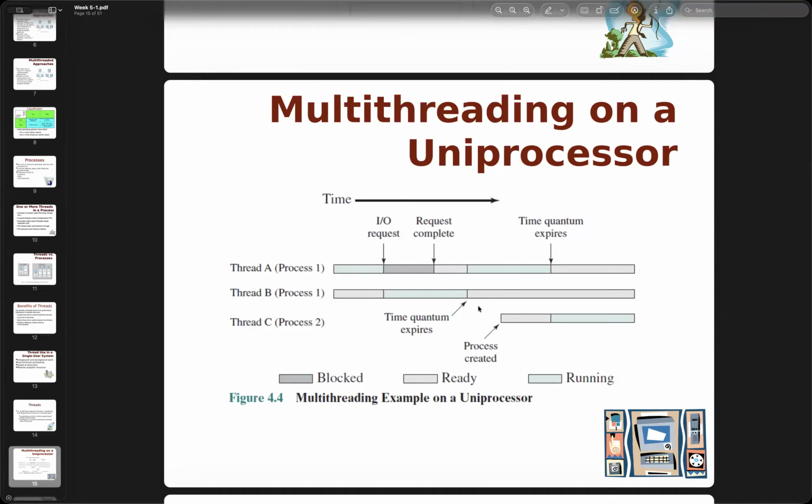Then maybe at a certain time, T equals N, process 2 comes in with thread C, and we create it and start with this state. By the moment we finish process 1, meaning we finish thread A and thread B, we start running thread C of process 2. That's how the uniprocessor does it, taking time.